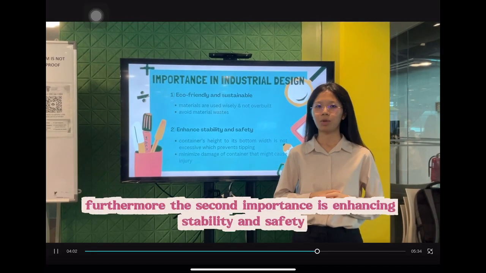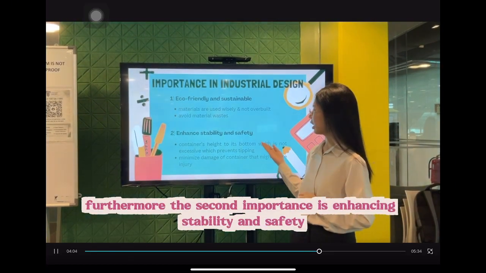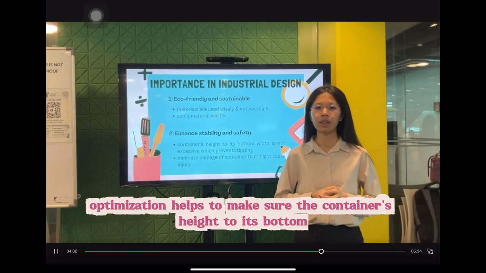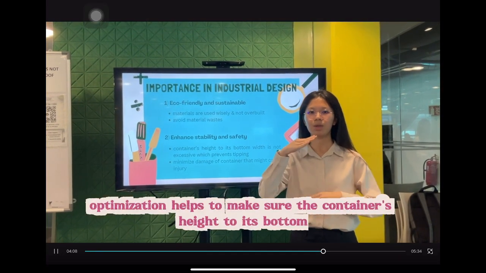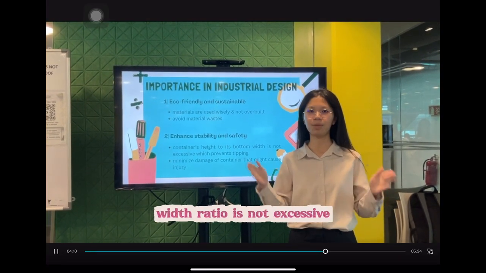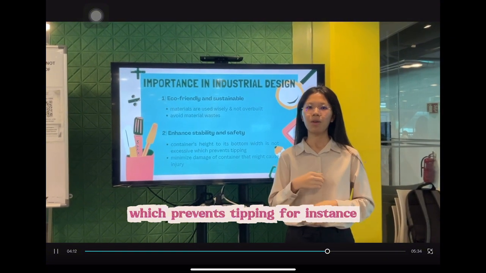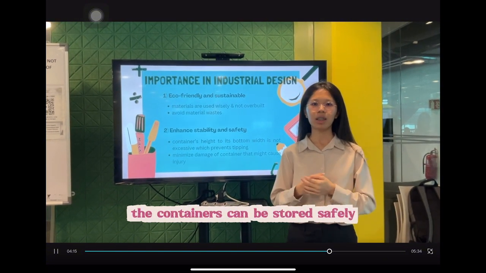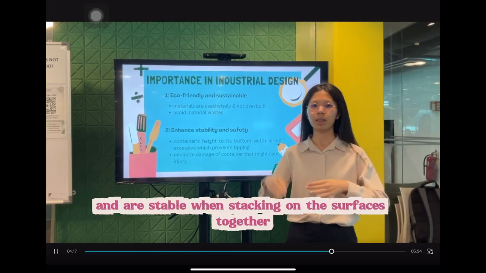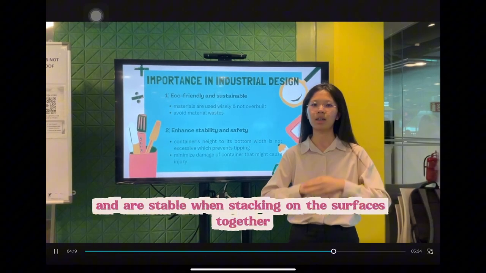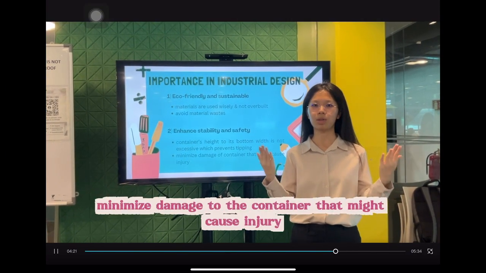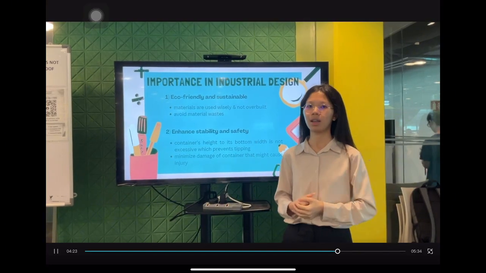Furthermore, the second importance is enhancing stability and safety. Optimization helps to make sure the container's height to its bottom width ratio is not excessive, which prevents tipping. For instance, the containers can be stored safely and are stable when stacking on the surfaces together, thus this minimizes damage to the container that might cause injury.